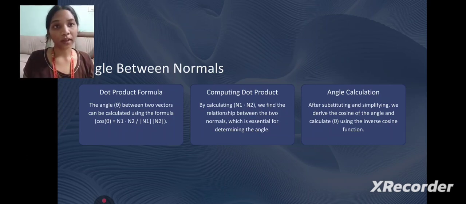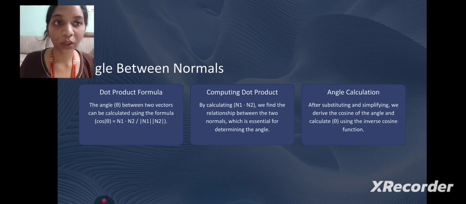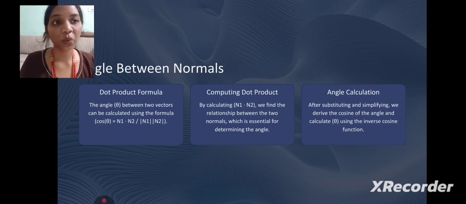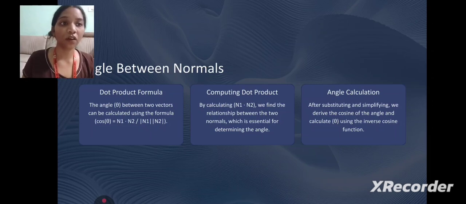Computing the dot product. By calculating n1 dot n2, we find the relationship between the two normals, which is essential for determining the angle. Angle calculation. After substituting and simplifying, we derive the cosine of the angle and calculate theta using the inverse cosine function.